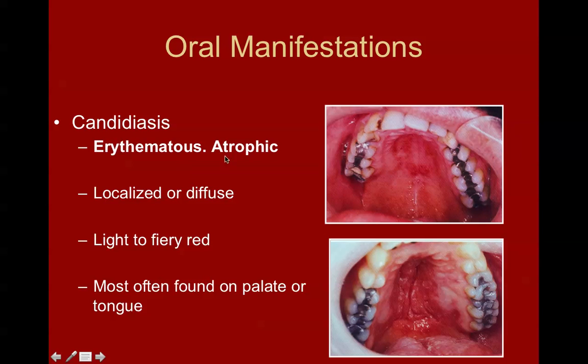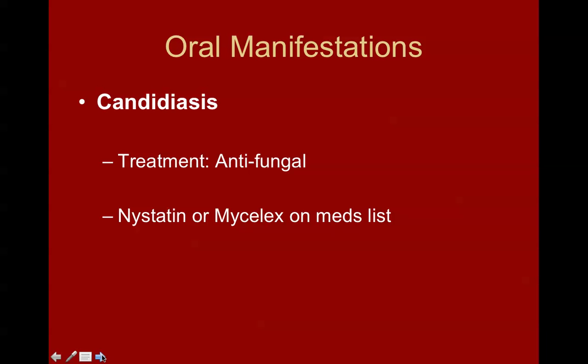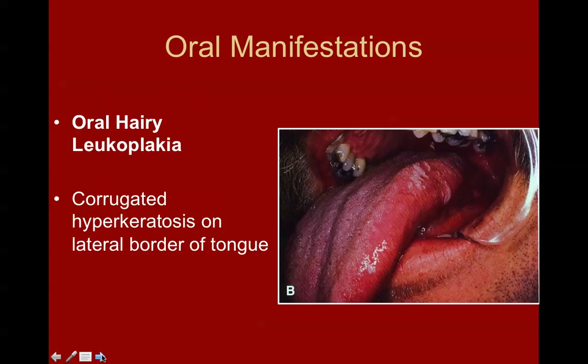The next one is erythematous or atrophic. And just like its name, instead of looking like a membrane, like the pseudomembranous type, it's going to be really red. You can see this diffuse redness, most often found on the palate or the tongue. So if I'm describing the different candidiasis, one distinguishing factor between pseudomembranous and erythematous is the color, red versus kind of a yellow-white. Okay, there's some more pictures of it. And the treatment is antifungal for all of the candidiasis. If they're on nystatin, they know.